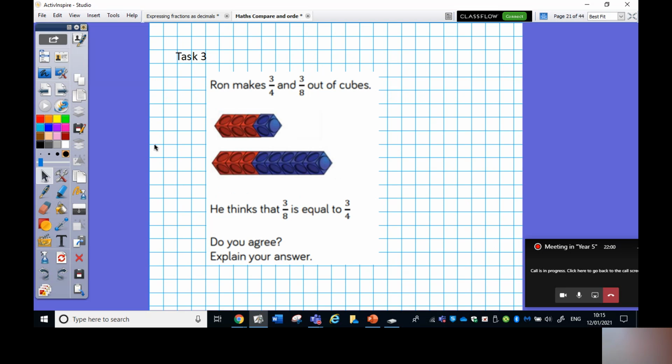And then finally, you can answer this question. Make sure that you're using mathematical language to explain your answer. Pause the video when you've finished. Pause the video to start your work, and then when you finish, unpause and we'll go through the answers.